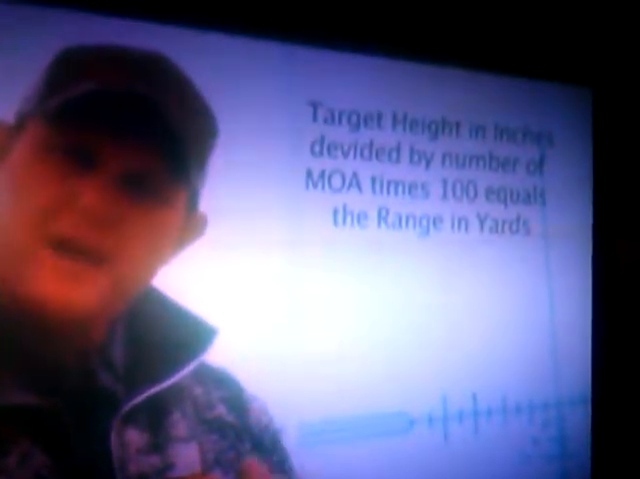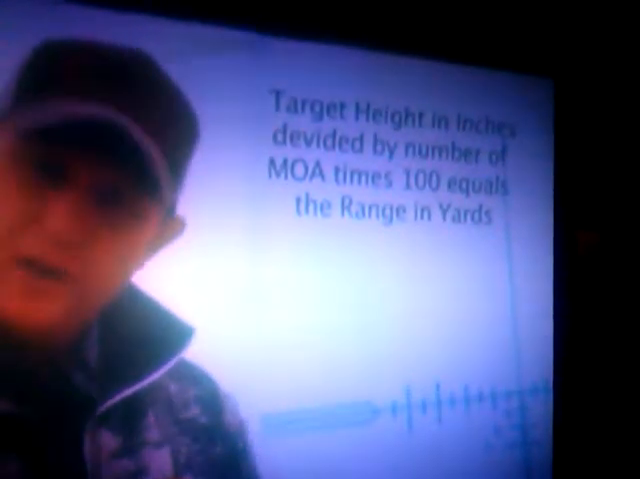Now there's a very simple equation. It goes target height, or the height of the target, divided by the number of the MOA that you measured it at, times 100 equals your range. Okay? So let's start out with an example. We've got a target that's 30 inches wide, and we measure it with our reticle, using the up and down on the reticle there, and we measure it to be 5 minutes. So you divide that by your 5, and that equals 6. Now the last half of the equation is times 100 equals your range. So we times that 6 by 100, and that would equal 600 yards.